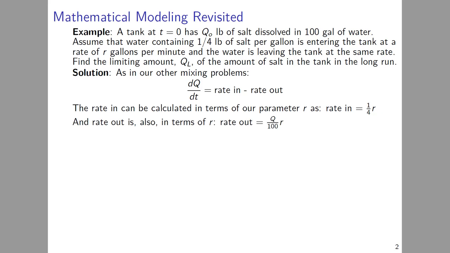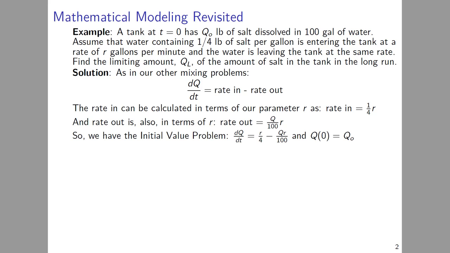And the rate out is also in terms of R. Here, the concentration is the total amount of salt divided by the total amount of water. The total amount of salt is Q, divided by the total amount of water, which is 100 gallons. And the rate at which the water is leaving is the same as the rate at which the water is coming in, R. So the rate at which salt is going out is the concentration, Q over 100, times the rate of the water, R.